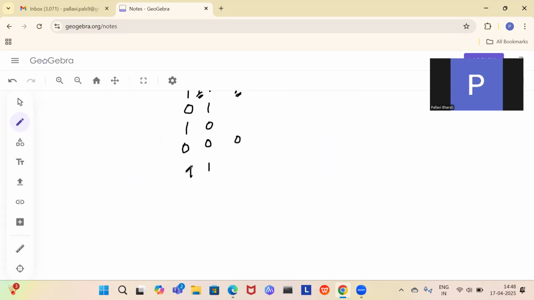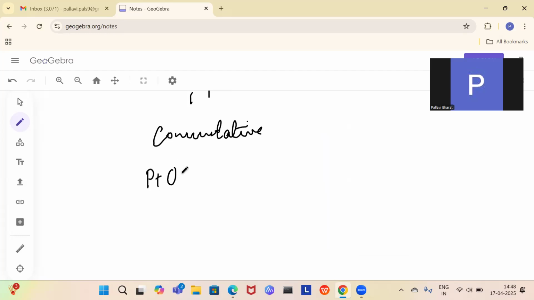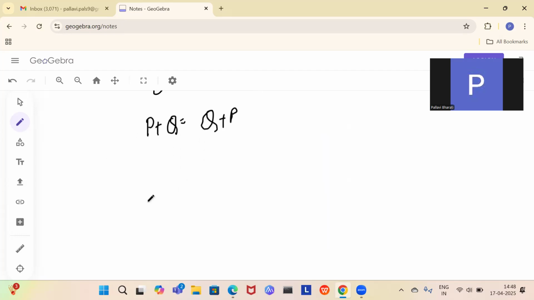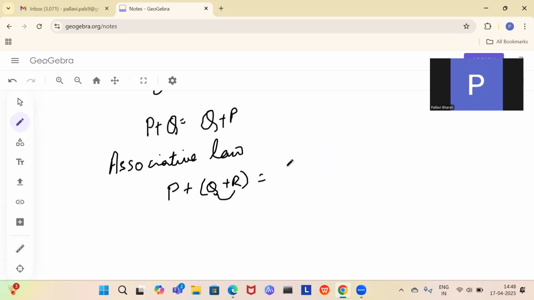Now, a very popular law that we have studied in mathematics also, that is the commutative law. Commutative law says that p plus q is equal to q plus p. Right, the same thing is happening with Boolean algebra also. Then we have also seen the associative law, as in maths, right? So same thing here also. In the associative law, p plus q plus r means first you will add q plus r and the result you are adding with p. That is the same as first adding p plus q and then adding the result with r.